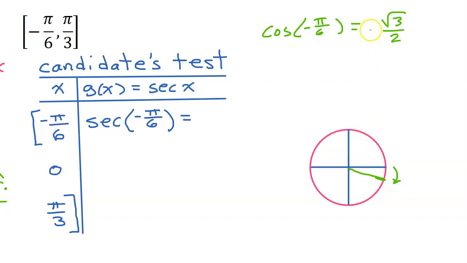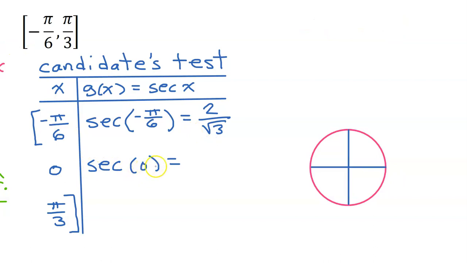But maybe this is negative. It just depends on the quadrant. Is cosine positive or negative in the fourth quadrant? It's positive because it's an x value. So the cosine of negative pi over 6 is radical 3 over 2. That means the secant will be the reciprocal of this, which will be 2 over radical 3.